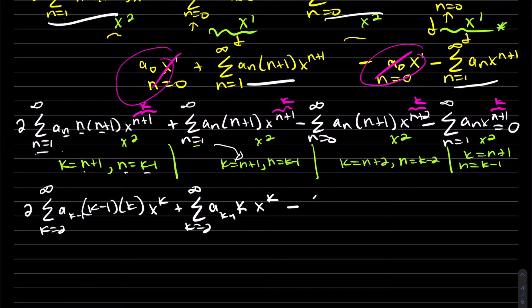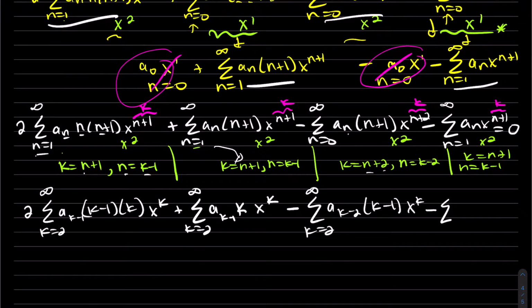This is a minus. This one's a little bit different. N equals 0, so I get k equals 2. We expect to get the same index, that's what we're doing. It's k minus 2 for n. K minus 2 plus 1 is k minus 1, x to the k. And this one, n equals 1, k equals 2.